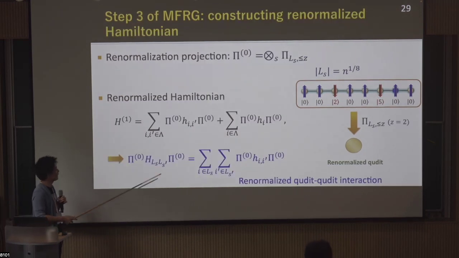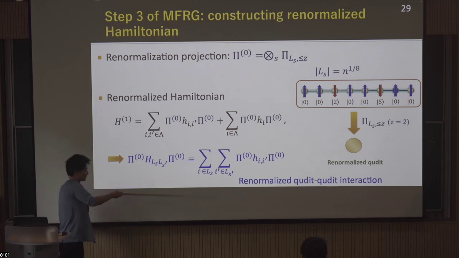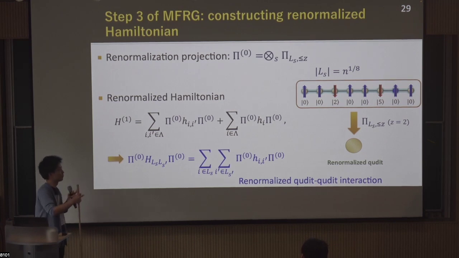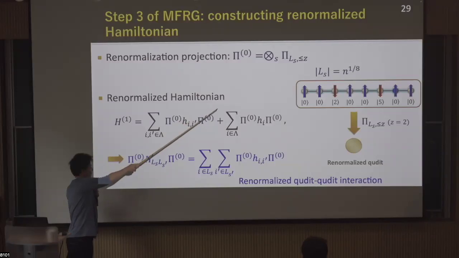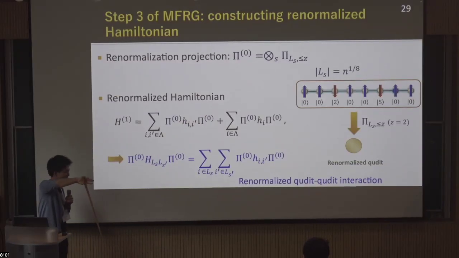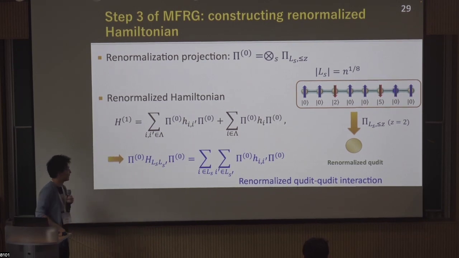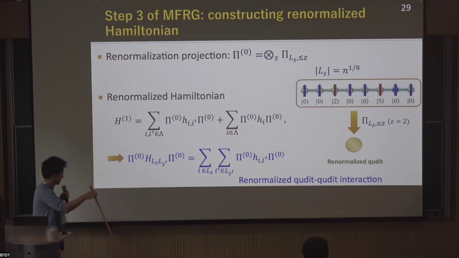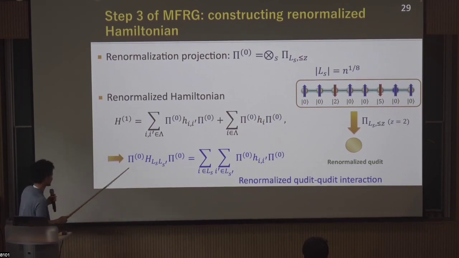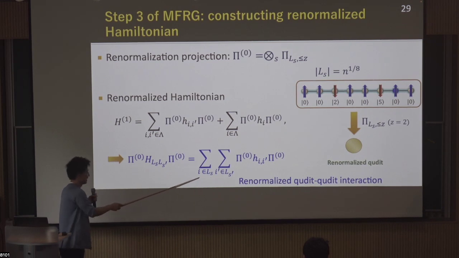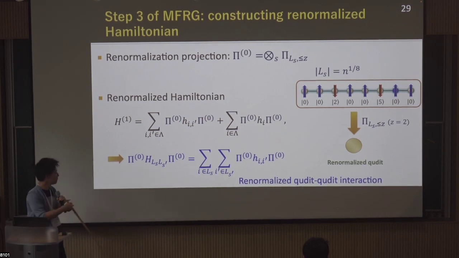By projecting onto the renormalized Hilbert space with dimension poly n, we construct projections that truncate the deviated spins to at most z sites. Then we construct the renormalized Hamiltonian in this form. Each of the blocks constitutes the renormalized QID. The new QID interaction is characterized by the renormalized block interaction between block L_s and block L_s dash, given by this form.